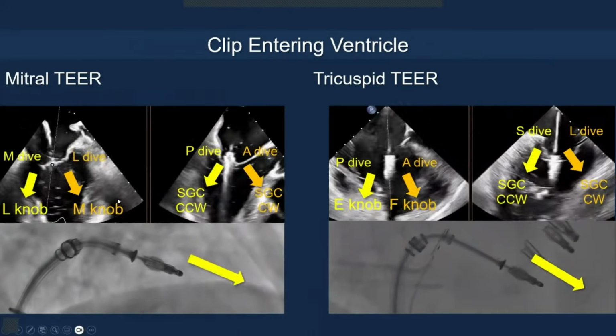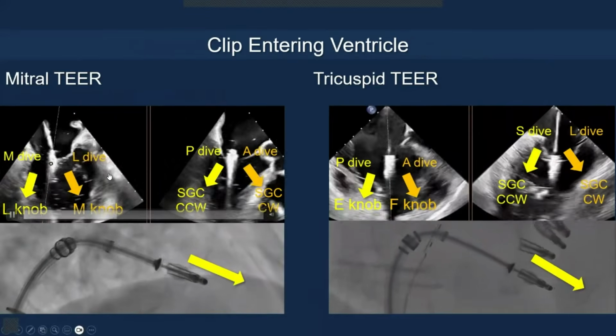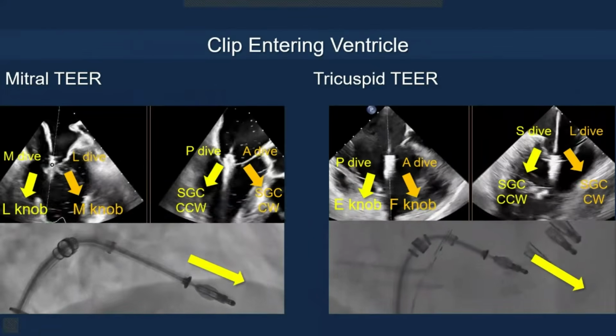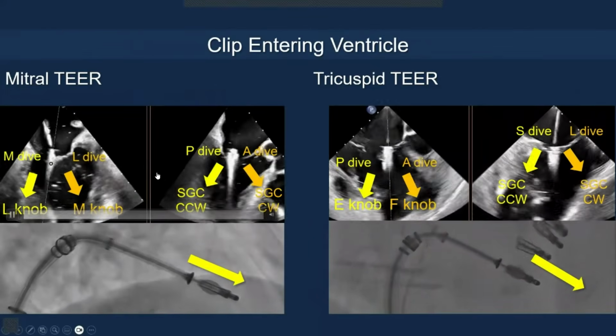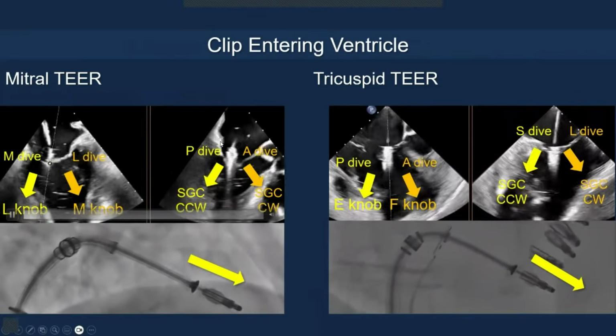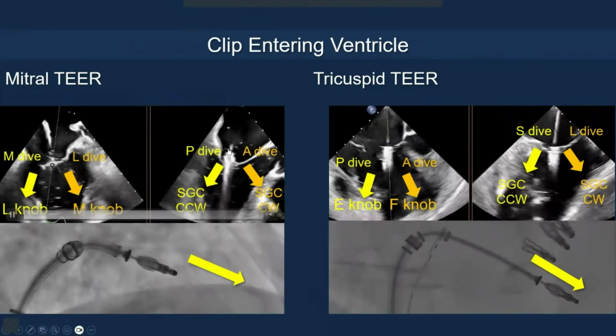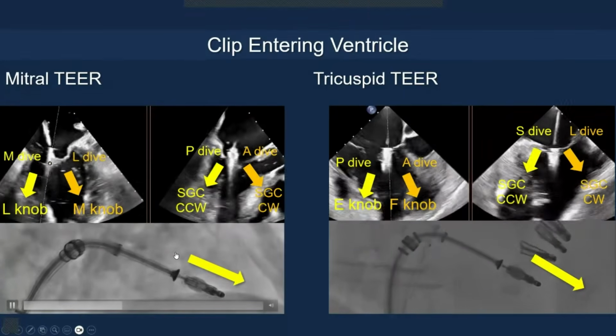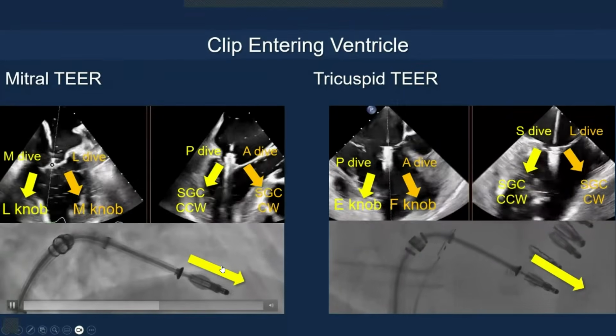Now, as the clip enters the ventricle, always close the clip before advancement to prevent leaflet entanglement with the grippers. In mitral TEER, you use the bicommissural view with X-plane to the LVOT grasping view and use the fluoroscopic RAO projection to check as well, to adjust the clip perpendicularity and rotation.